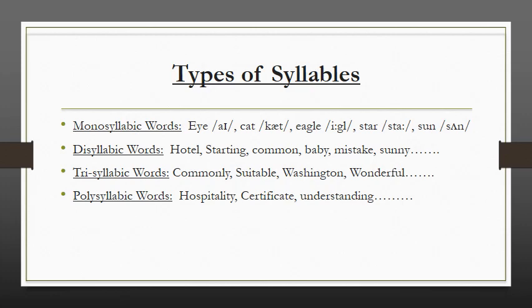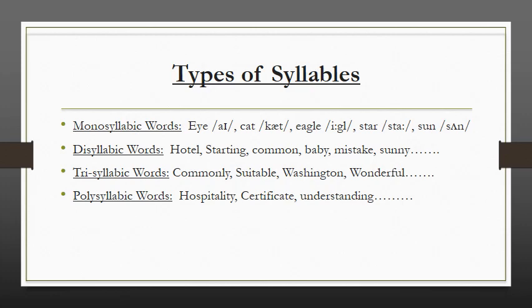into the polysyllabic words like hospitality. It's a word that consists of five syllables. Next word is certificate. It's a four syllabic word. It consists of the four syllables. The next word is understanding. It's also a word that consists of four syllables. So these are the polysyllabic words.